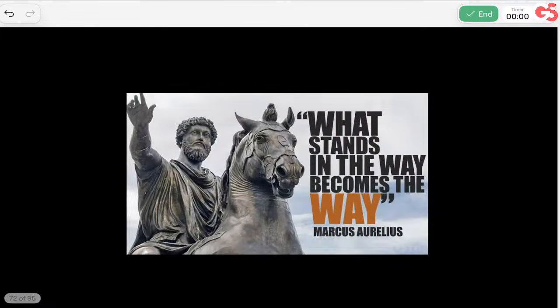Who is this guy? Marcus Aurelius. What stands in the way becomes the way. Cat है आपका वे अभी, है ना? Cat is standing in the way and cat is the way.